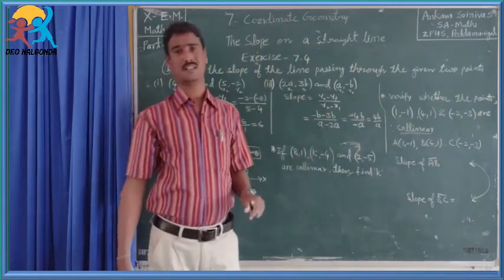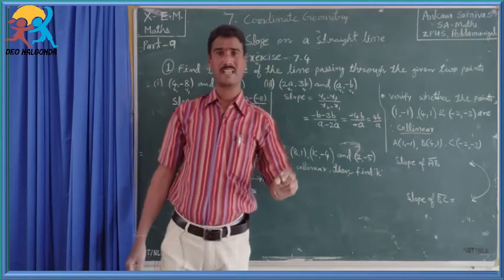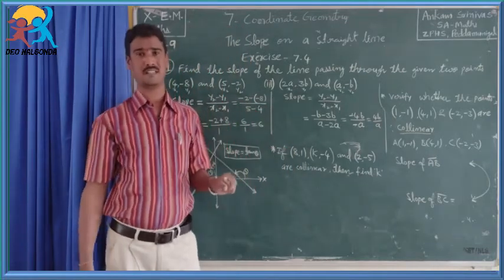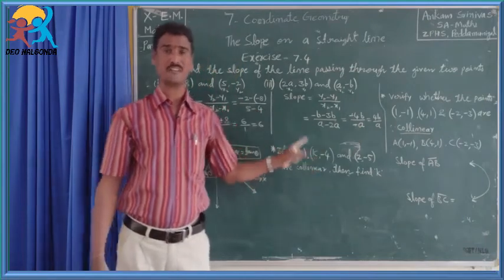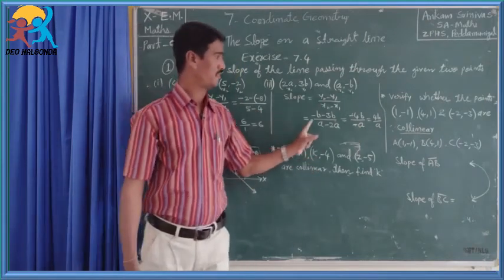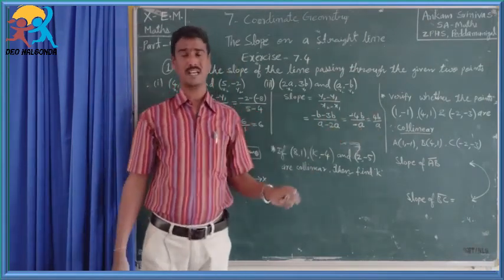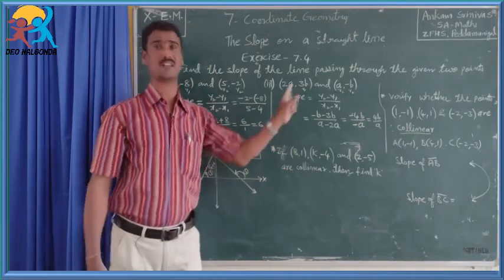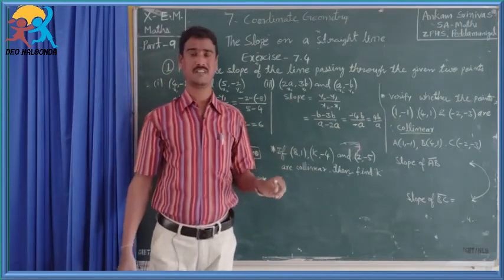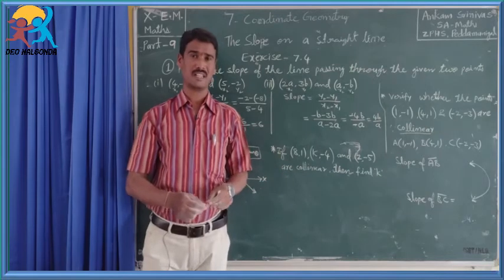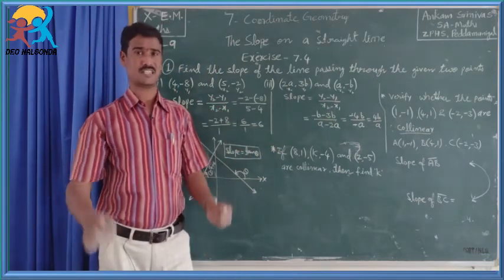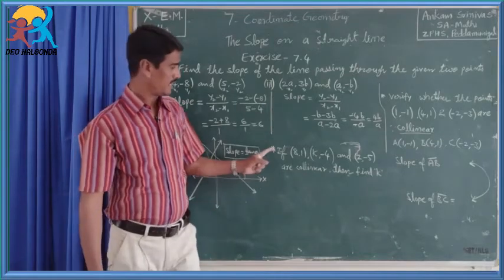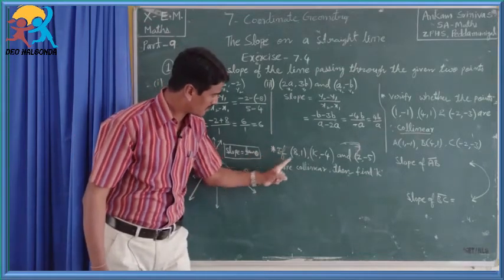Very easy. If the slope of AB equals the slope of BC, these two become equal and the given points become collinear. So, the shortest method to check whether given points are collinear or not is to find the slope of the first 2 points and the slope of the second 2 points, and if both are equal, then they are collinear. It's a very short method. And previously we solved this problem.